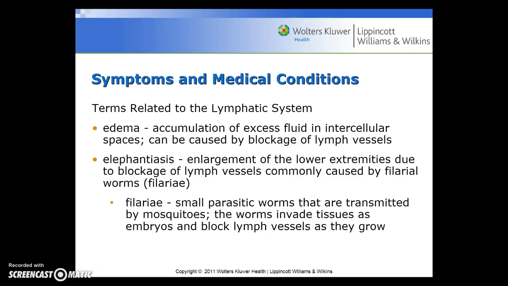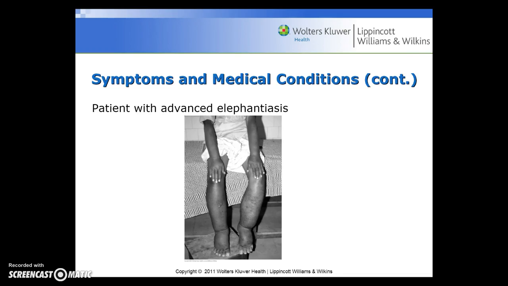Terms related to the lymphatic system. Edema is the accumulation of excess fluid in intercellular spaces and can be caused by a blockage of lymph vessels. Elephantiasis is the enlargement of the lower extremities due to blockage of lymph vessels, commonly caused by filarial worms or filariae. Filariae are small parasitic worms that are transmitted by mosquitoes, and the worms invade tissues as embryos and block lymph vessels as they grow. So here's a patient with advanced elephantiasis.